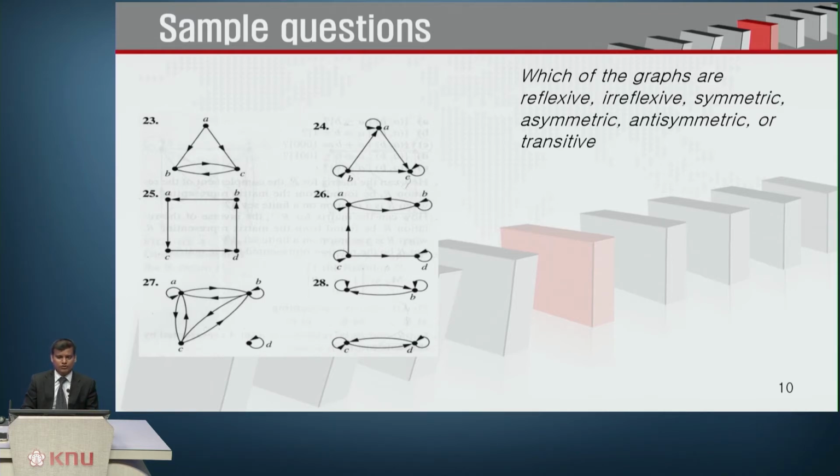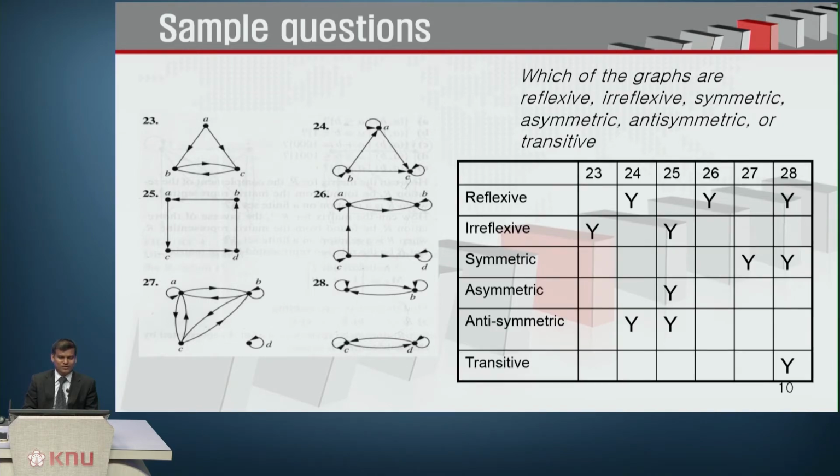I want to ask you these questions: which of these graphs give us the reflexive, irreflexive, asymmetric, antisymmetric or transitive property? What do you think? Why don't you try to solve it? Just for your reference I am giving these results here, but take your time and see whether you are getting similar results.